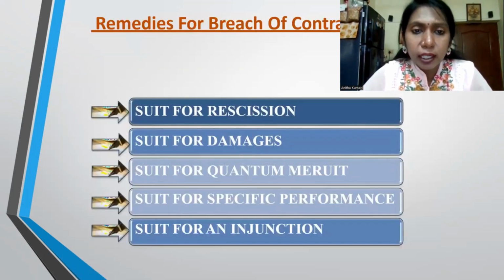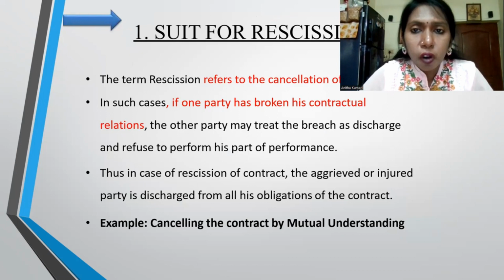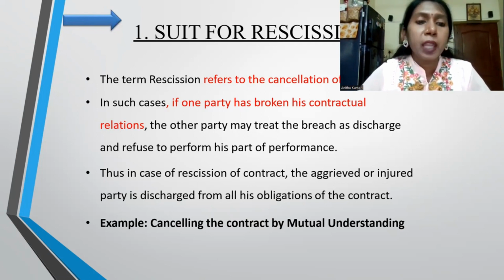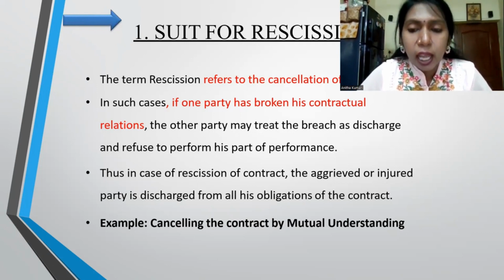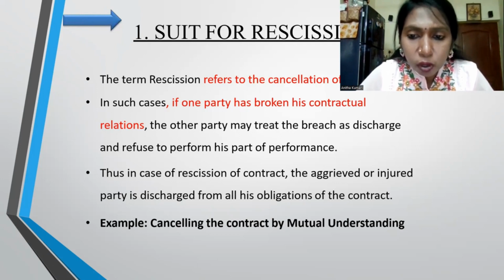Remedies for breach of contract. Under that, there are 5 types: suit for rescission, suit for damages, suit for quantum meruit, suit for specific performance, suit for injunction. Suit for rescission. So what is called rescission? Rescission means cancellation. In such a case, if one party has broken his contractual relation, the other party may treat the breach as a discharge or refuse to perform his part of the performance. Thus, in case of rescission of a contract, the aggrieved party or injured party is discharged from all its obligations of the contract, for example, by cancelling the contract by mutual understanding.